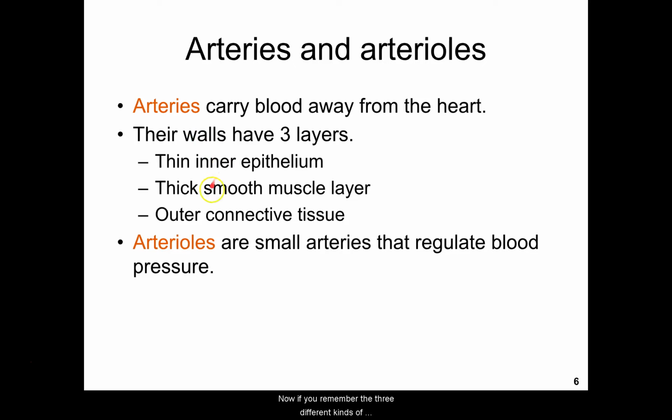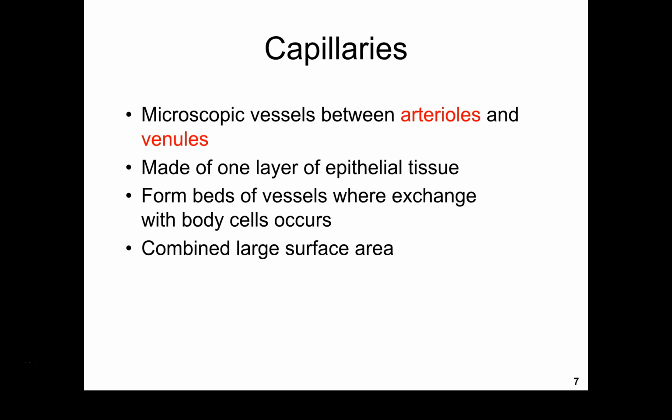Now, if you remember the three different kinds of muscle, you have smooth, cardiac, and skeletal. And you'll remember that smooth muscle is involuntary. So the smooth muscle around these is going to be squeezing on them and helping to push blood along. They also have an outer layer of connective tissue. So if you're thinking of blood flow, after the arteries come the arterioles, which are just small arteries that regulate blood pressure through the capillary. So these vessels branch and allow blood to flow into the capillary from the artery.